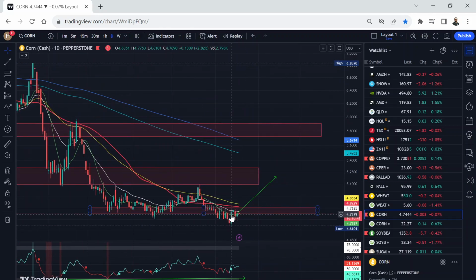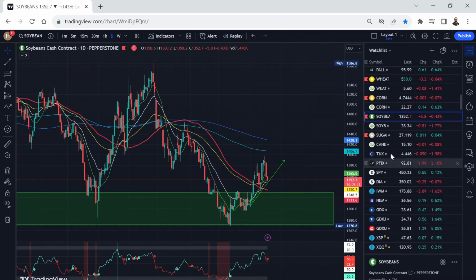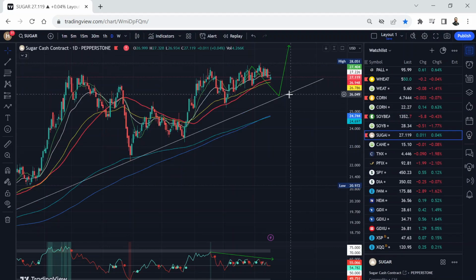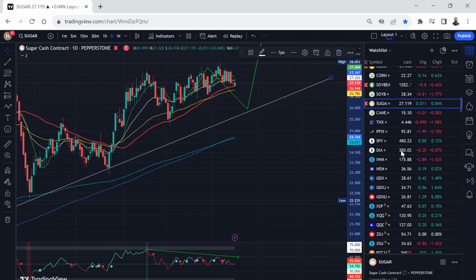Corn, new lows with divergence on RSI, so momentum is building higher. It needs to break this resistance around 4.78. Soybeans, look to buy all the dips in the green box. And sugar, also looking for this trend line touch before it can go higher, so look to buy sugar there.